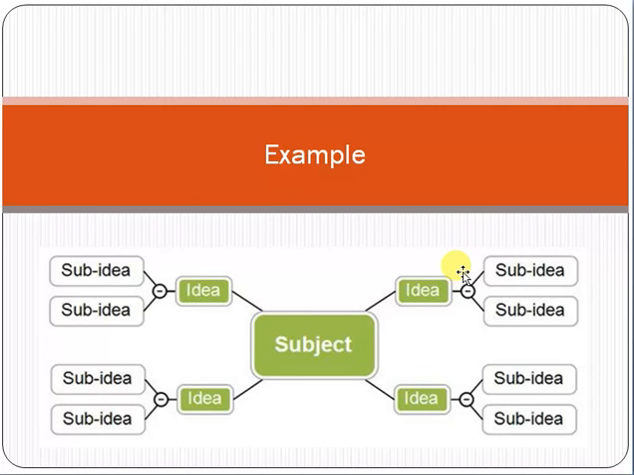So the main idea of building the mind map is that just put your main idea here, then sub idea, then sub idea, and then sub idea. Repeat the sub idea like that. In this way you can make the mind map here.